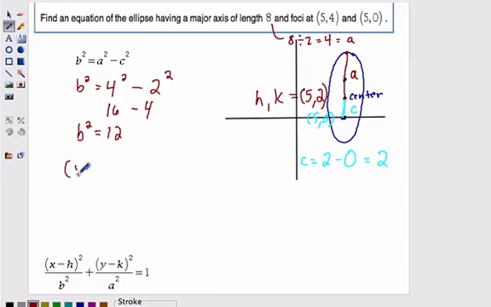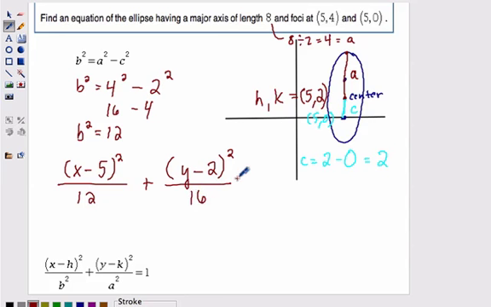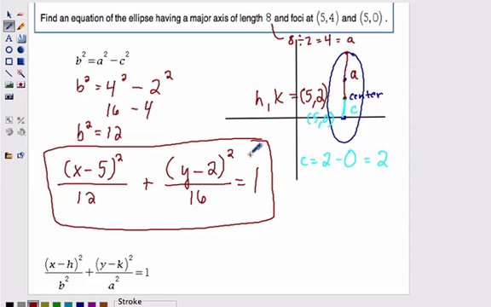So we have (x minus our x coordinate of the center, which is 5) quantity squared over b squared, which is 12, plus (y minus our y coordinate of the center, which is 2, our k value) squared, over a squared. We know a was 4, so we square that to get 16, and that equals 1. And this is the equation for the ellipse that has major axis length 8 and foci at (5, 4) and (5, 0). Let's look at another example.